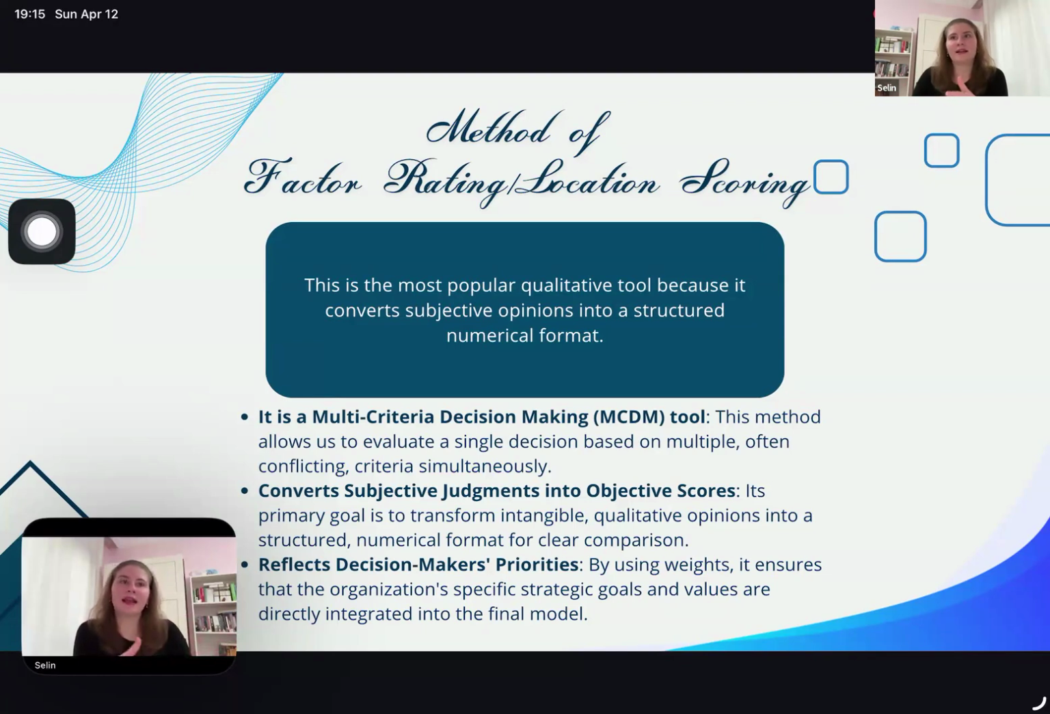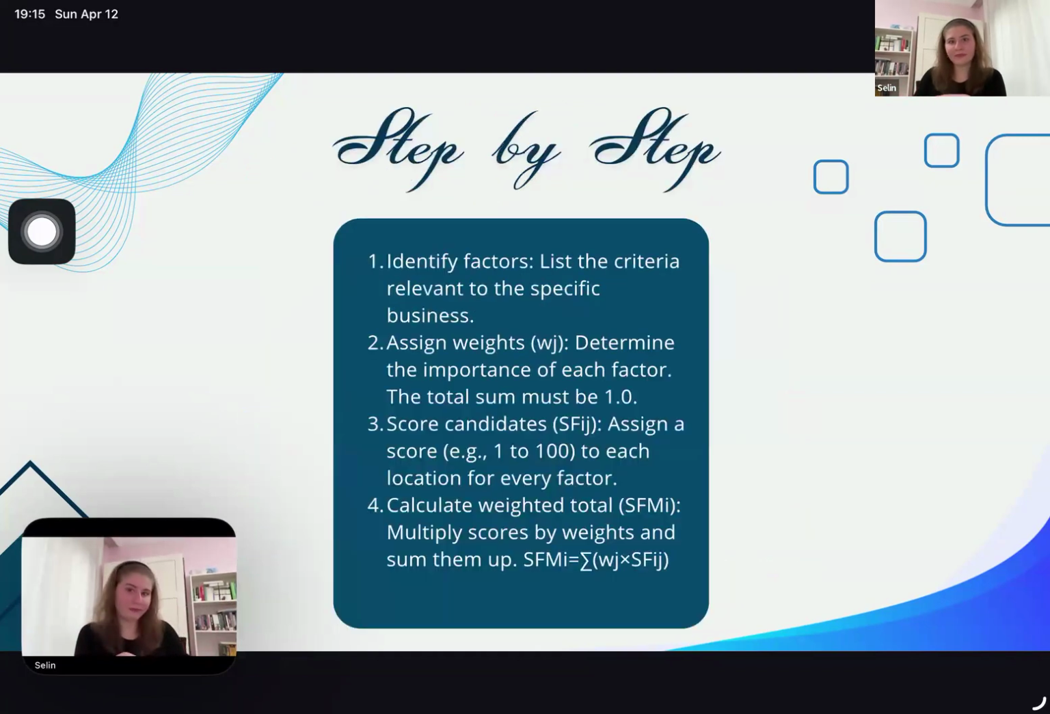Maybe I think that transportation is the most important factor, but some might think that government regulations are the most important factors that we have to consider. It depends on the decision maker's personal opinion, and by using weights, it ensures that the organization's specific strategic goals and values are directly integrated into the final model.